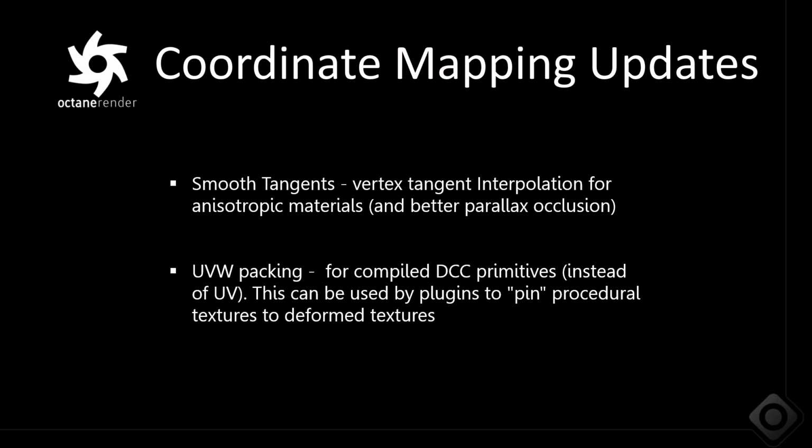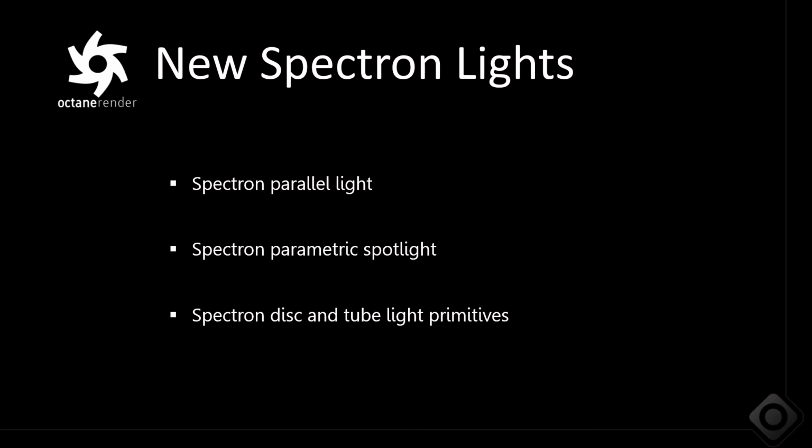Some updates and feature improvements to coordinate mapping. Smooth tangents will work. This is also important for the power occlusion shaders that we're adding. And it'll make anisotropic materials work better as well. And UVW packing from plugins. There's a limitation that we're addressing with UVW packing for comp primitives that'll allow you to more easily pin procedural textures to deform texture output that we were showing.